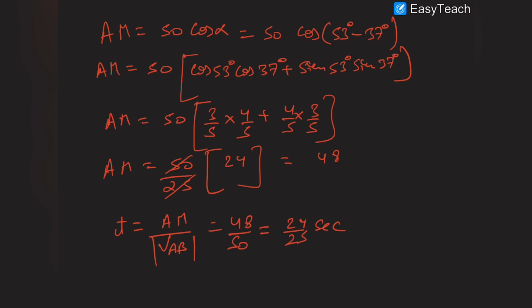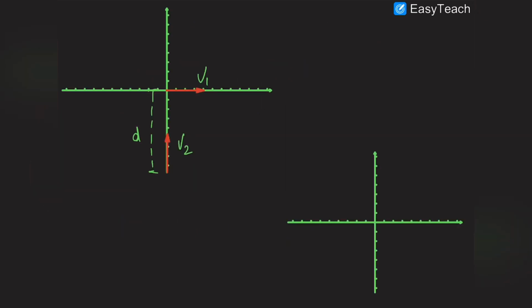Okay. Now let us take another example. In this question, you can again see that this particle is moving with a constant velocity v1 along the positive x-axis, and this one is moving with a constant velocity v2 along the positive y-axis, and initially their perpendicular separation was d. So we have to find out the minimum separation between them.